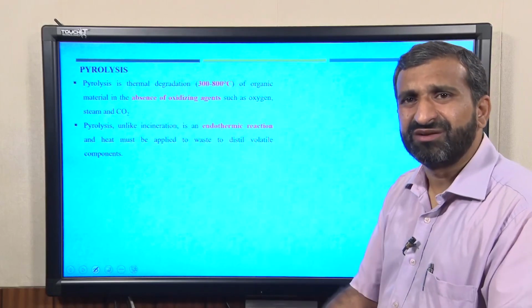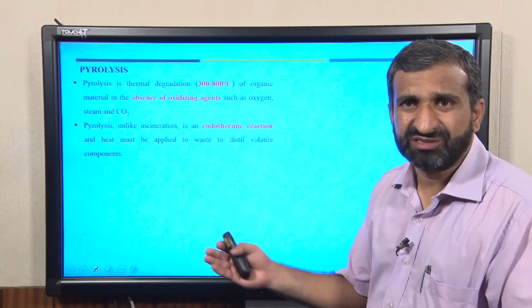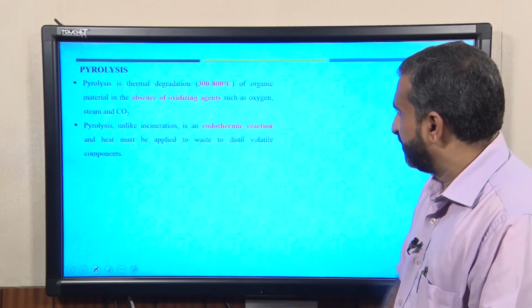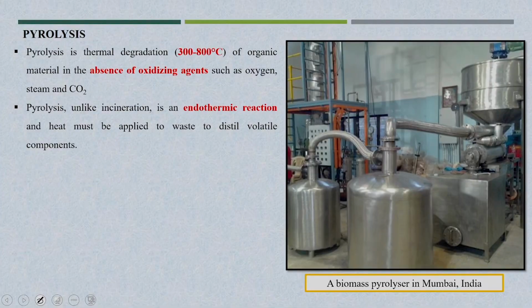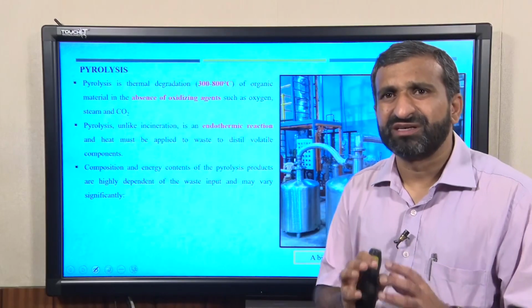So what energy is required, more than that energy could be produced, so the same energy you can use to run this technology. This is one small biomass pyrolyzer in Mumbai. The composition and energy content of the pyrolysis product is highly dependent on the waste input and may vary significantly. See here, I won't say it is a problem, but the feed is very important.